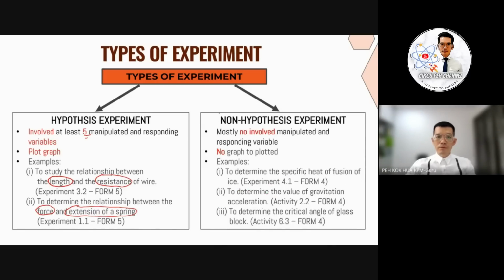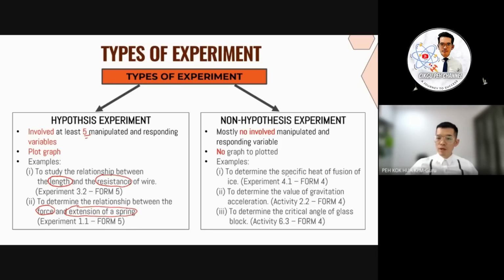Then the second type of experiment is known as the non-hypothesis experiment. The non-hypothesis experiment normally does not involve any manipulated variable or responding variable, and no graph will be plotted. So we have a few examples here. The first one will be to determine the specific latent heat of fusion of ice. So here we do not have any variable.